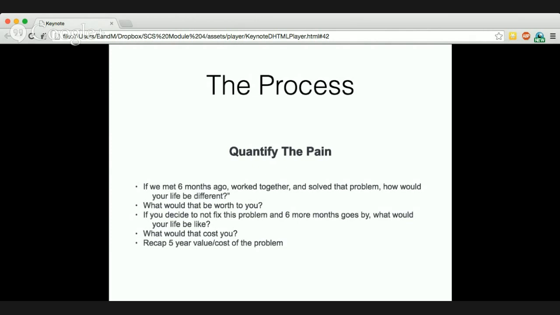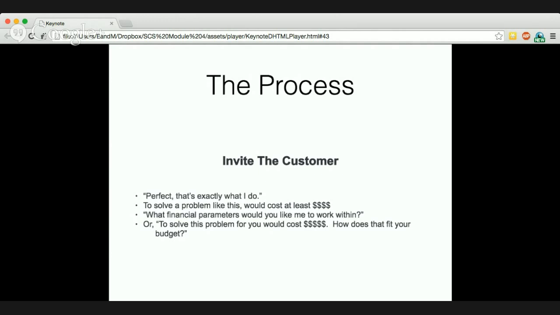So this opportunity audit has gotten us to determine that one of these issues, if fixed, could make you nearly $250,000. I'd say we might be able to fix more than one. What do you think? So now you get them thinking about what it's like to solve the problem. So you've quantified the pain. Then you invite the customer.